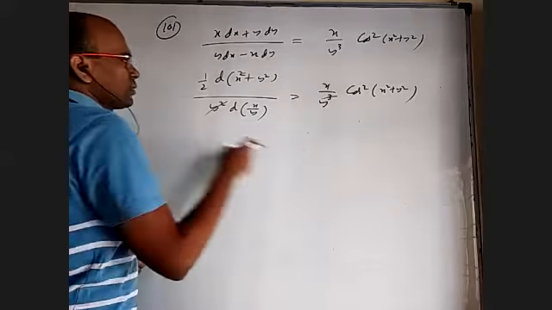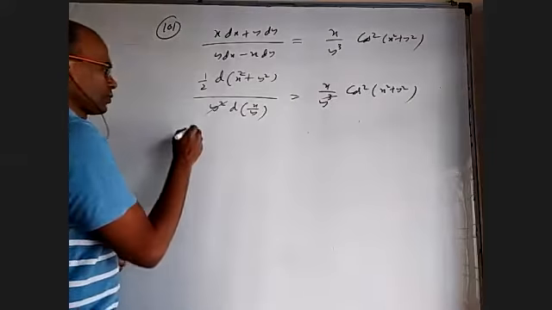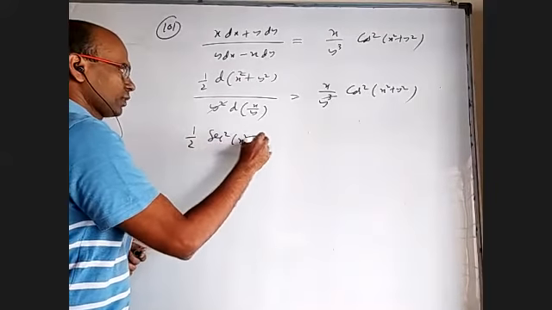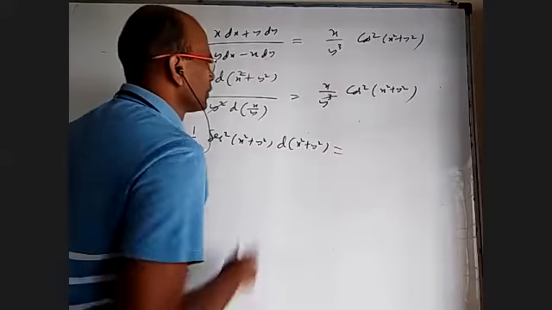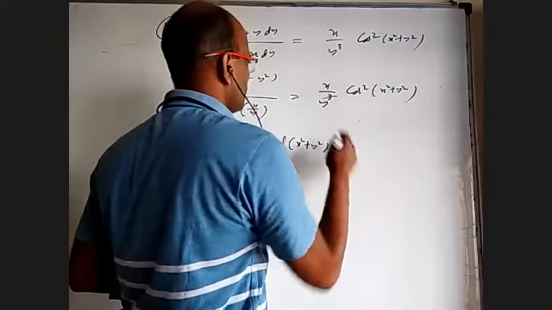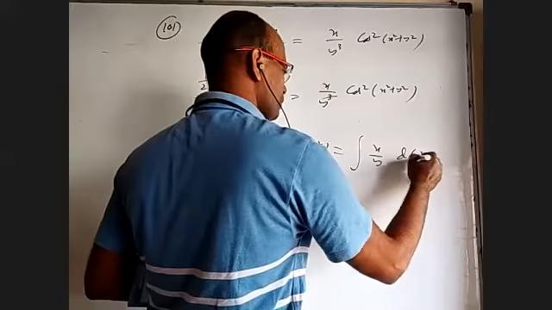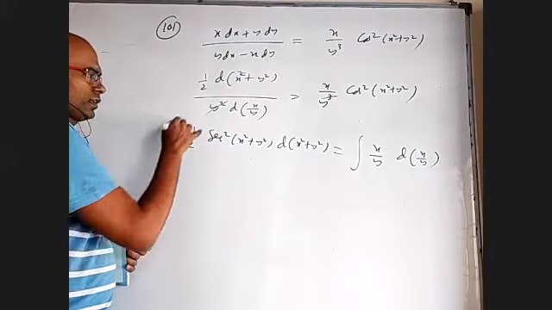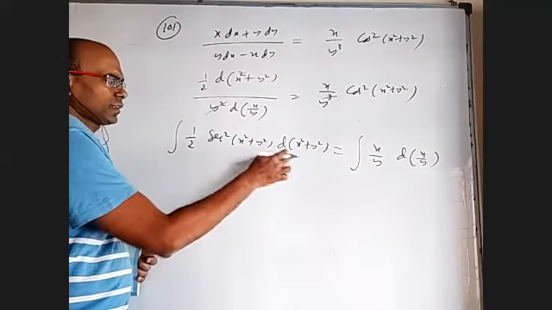This cos square I can bring here, I'll get secant, and this I can bring here. So half of secant square of x square plus y square into the derivative of x square plus y square. And here on the right, x by y is nicely there, and d of x by y. Okay, integrate it. If you take this as theta, secant square theta d theta, integrate, tan theta.